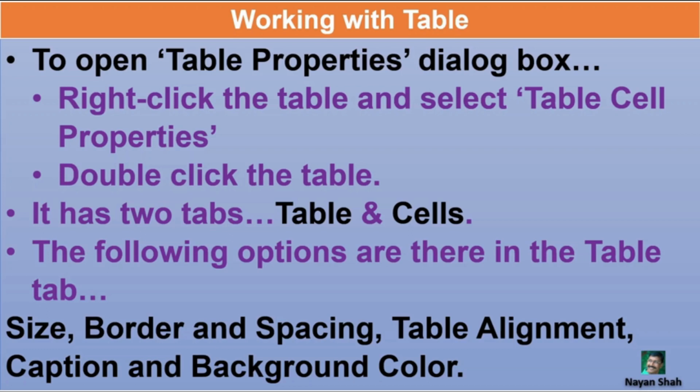Now when the table properties dialog box opens, it has two tabs, table and cells, and the following options are there in the table tab, and then we will see the cells tab. That is size, border and spacing, table alignment, caption and background color of the table.